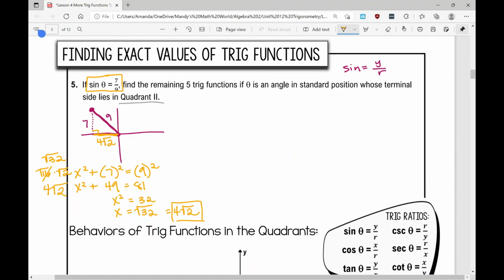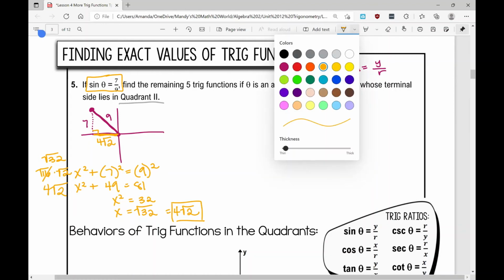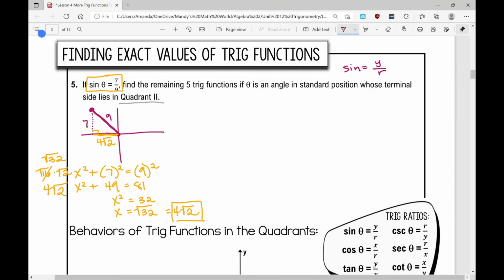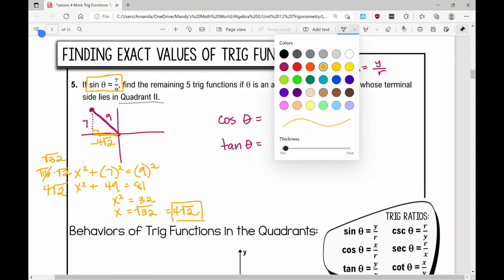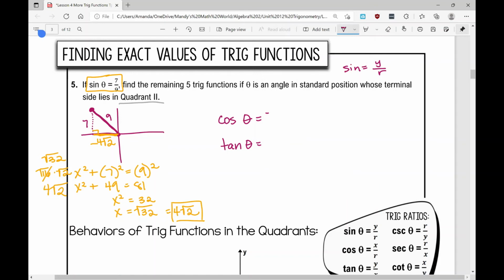And now we're asked to find the remaining 5 trig functions. So we know sine. Let's find cosine theta and tangent theta. Cosine theta is going to be x over r, which is pretty simple. Oh, you know what? This should be negative. I didn't write that. If it's in the second quadrant, this x value right here is negative. So cosine theta is going to be negative 4 root 2 over 9.